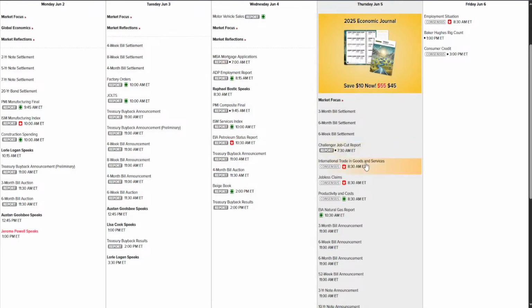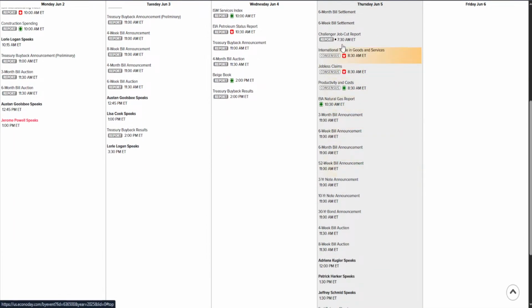Let's see here. We got some reports come out at 8:30. Right now we don't have anything open until 10:30, and it's energy, natural gas. So this might affect the S&P, but will most likely not affect the Nasdaq.